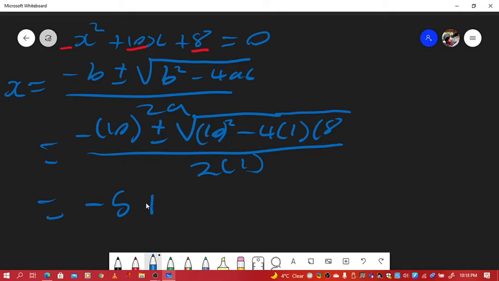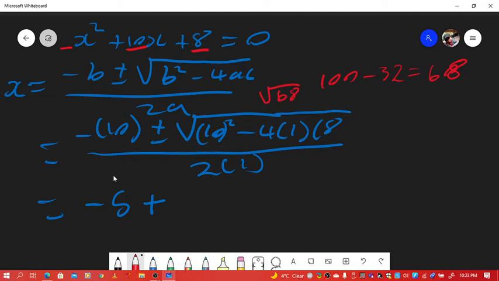Taking the positive first, it's plus. Then inside the bracket, we're going to have 10 squared, which is 100. Let me try to write with a different pen. 10 squared gives 100, minus 32, which equals 68. So that means this amounts to the square root of 68.